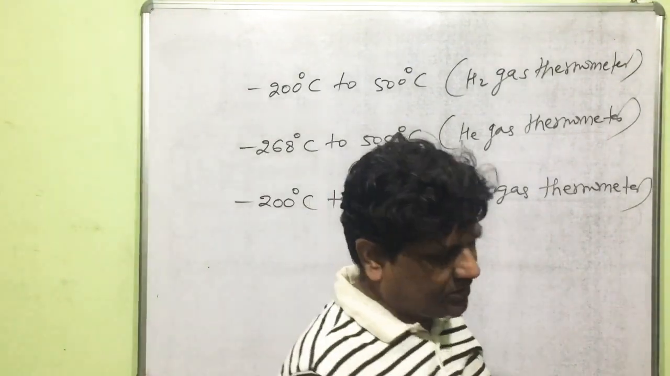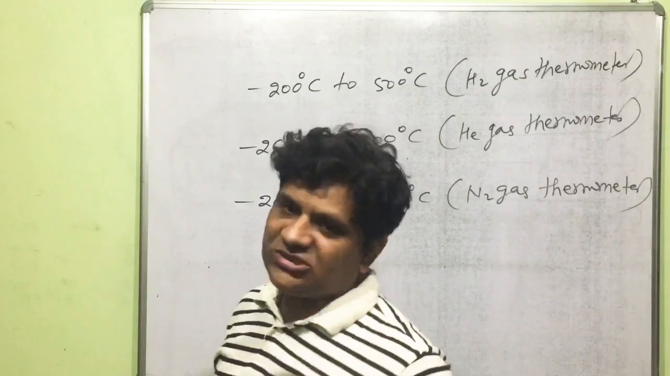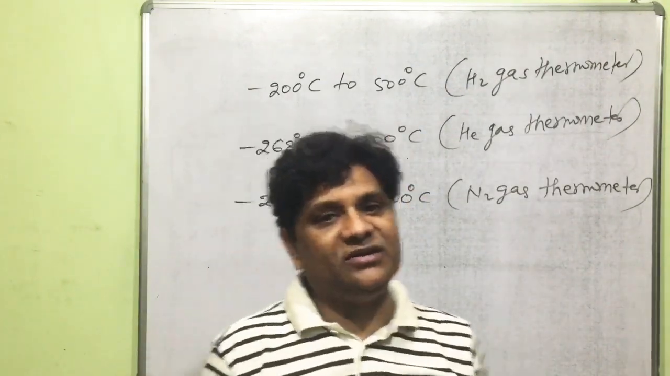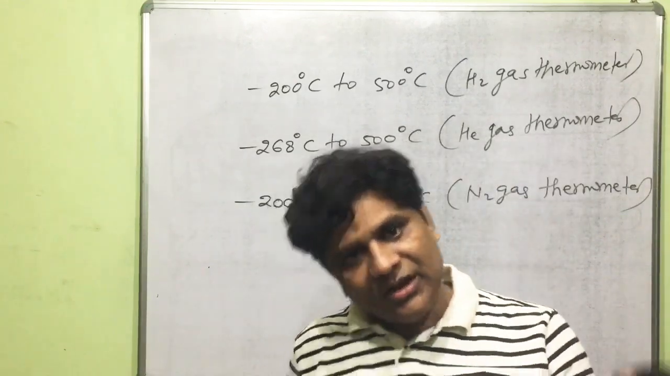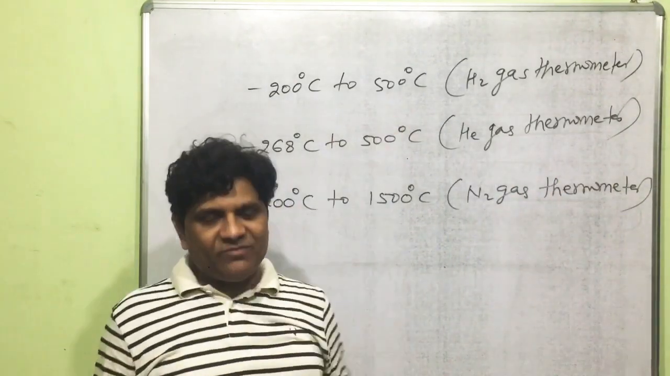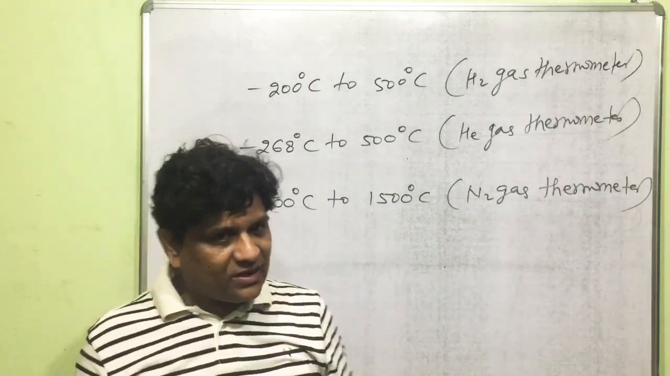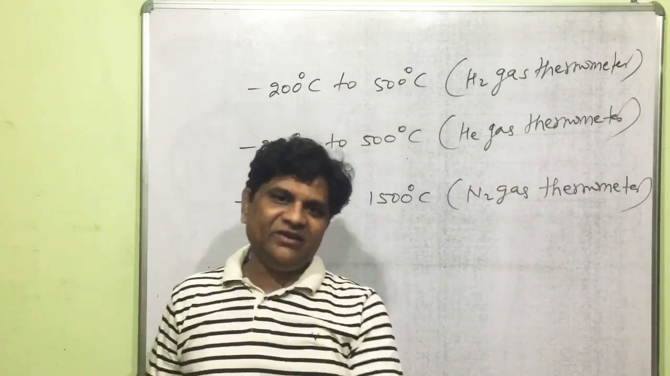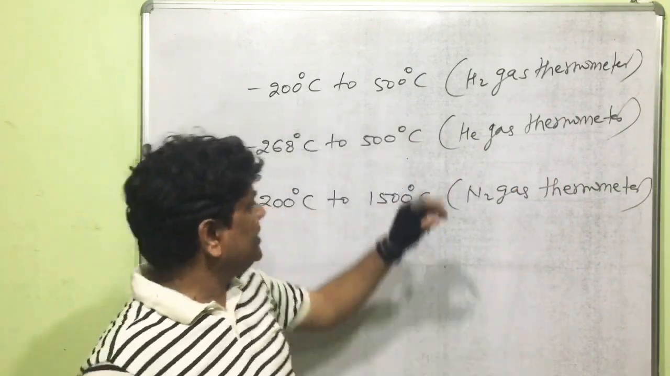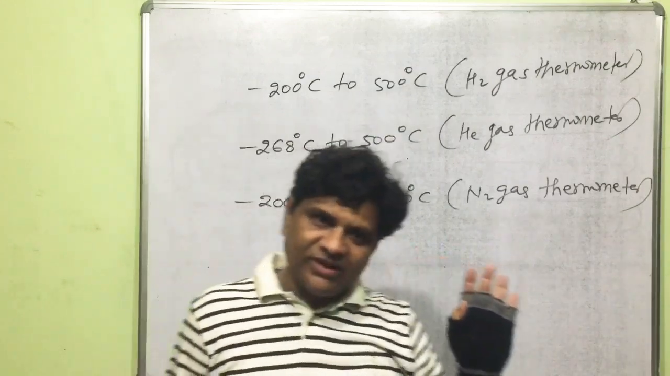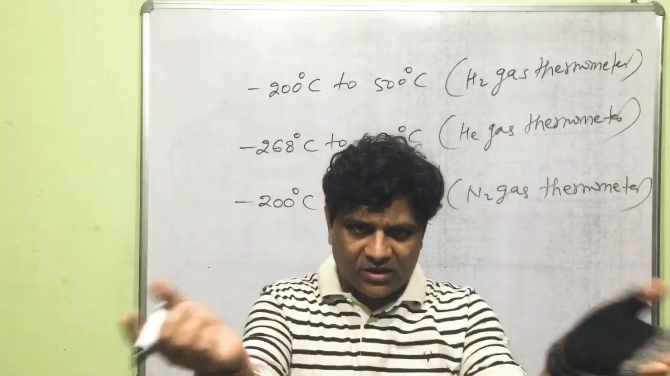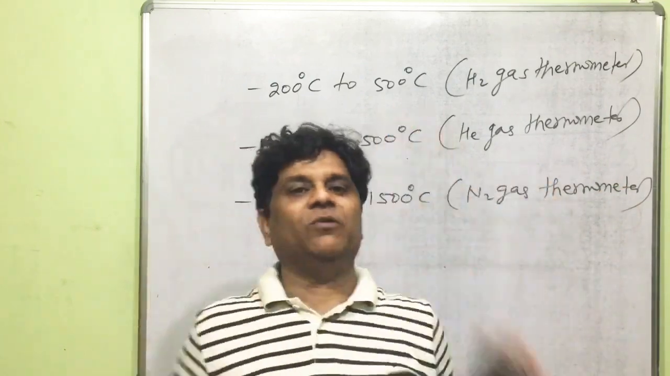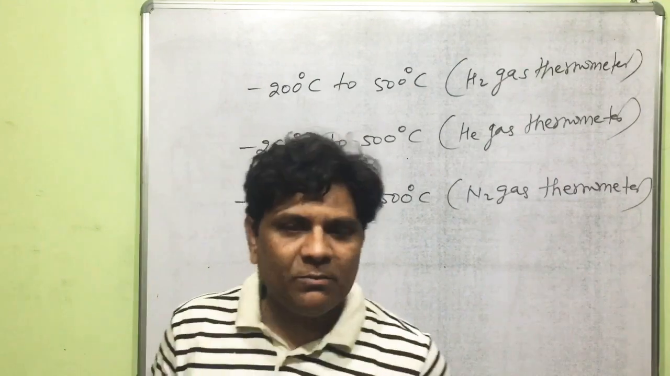Now a question arises here. Hydrogen cannot measure temperatures above 500 degrees Celsius. Why? The reason is simple: hydrogen has a single bond. If the temperature is slightly more than 500, the hydrogen bond will break. All energy will be used in breaking the bond.